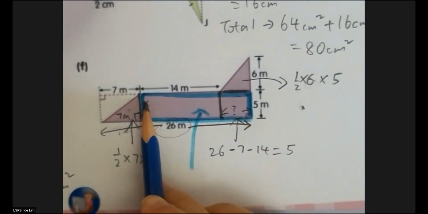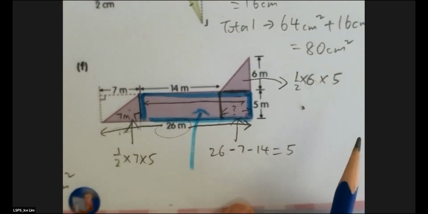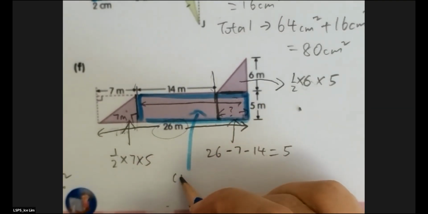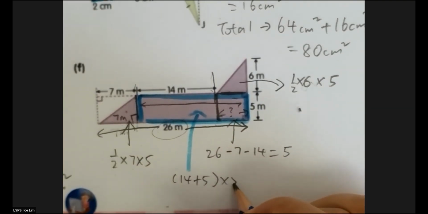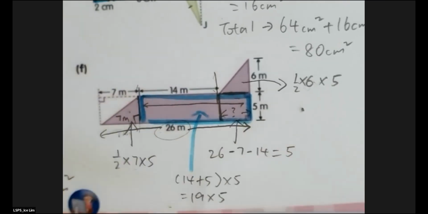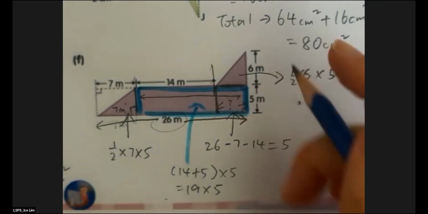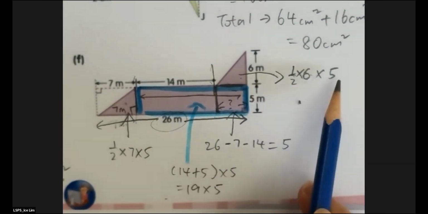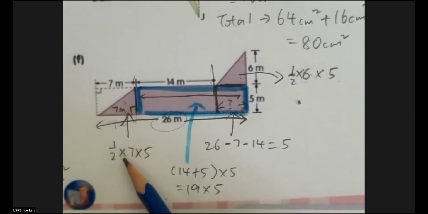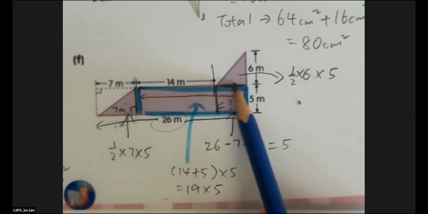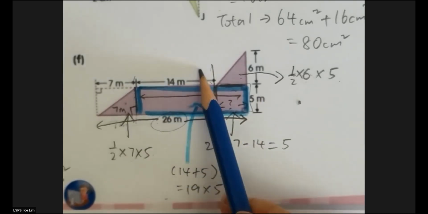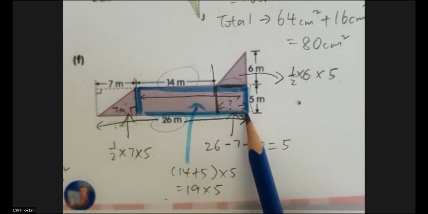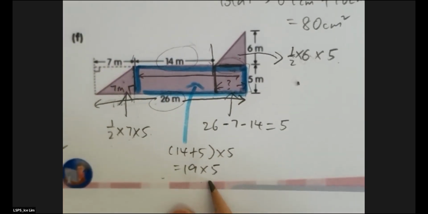What's the length of this rectangle? Is it just 14? 14 plus 5. So 14 plus 5 times 5. That will be 19 times 5. Can you understand? So this triangle is half times 6 times 5. This triangle is half times 7 times 5. This big rectangle, I must add up these two. This one is missing the length times the height. So I add them up.